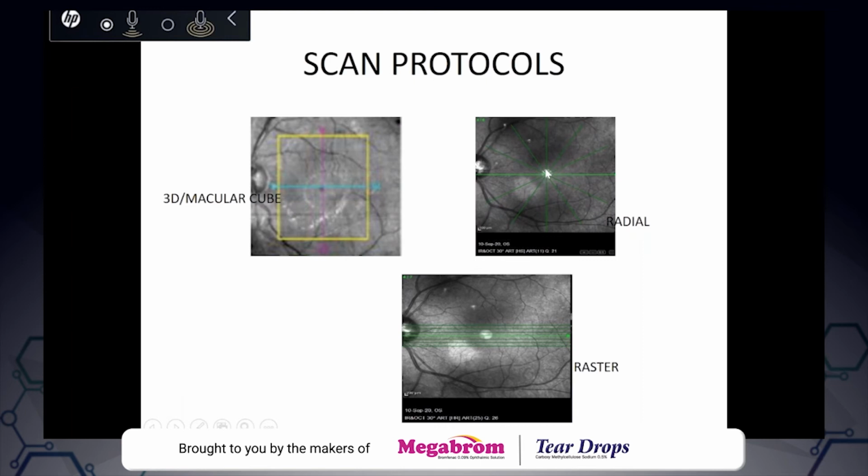What is the advantage? If the radial scan is centered over the fovea, then you can see the location and relation of this lesion. Suppose the lesion is here, you can relate the lesion to the fovea. So these common ones are the 3D scan, the radial scan, and the raster scan. Very, very important is this 3D scan. You can get thickness maps and volume maps only through this.